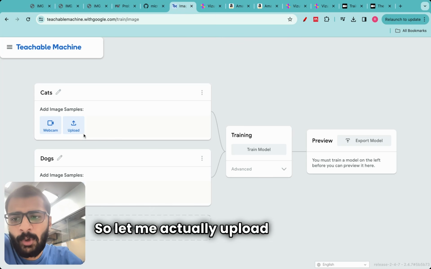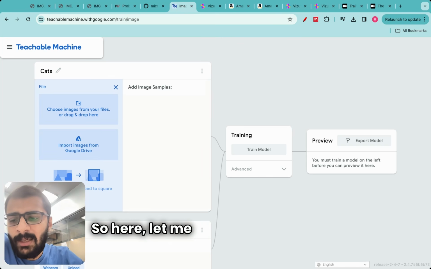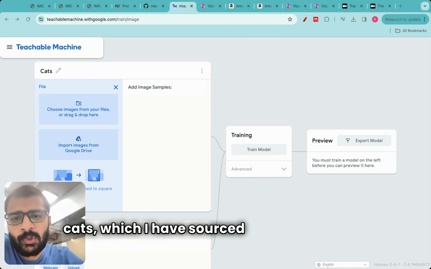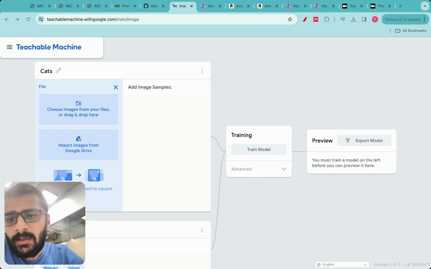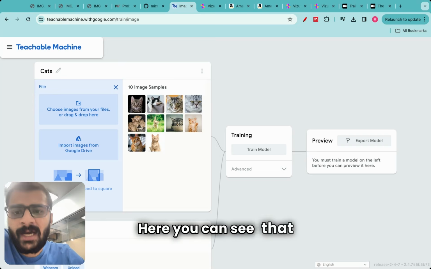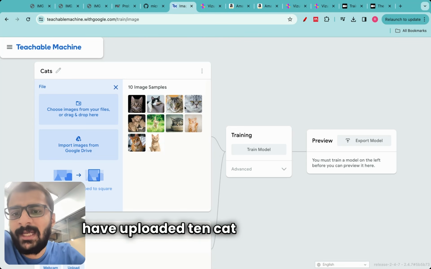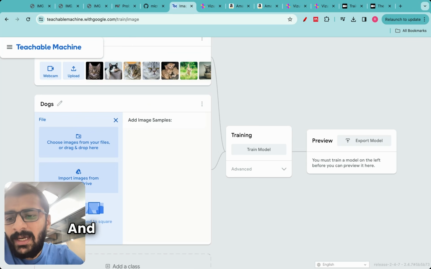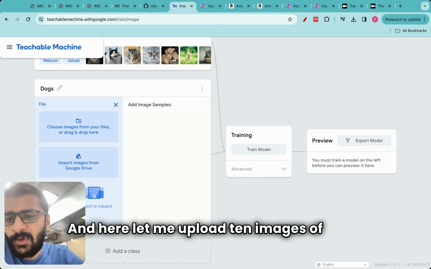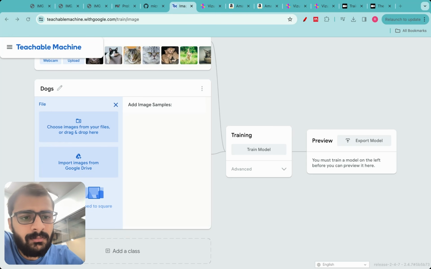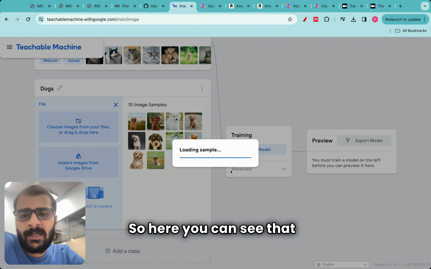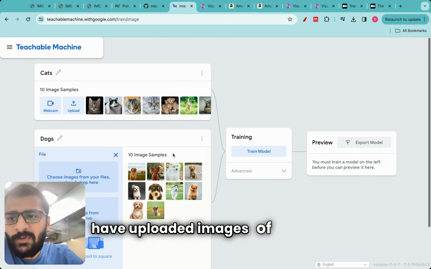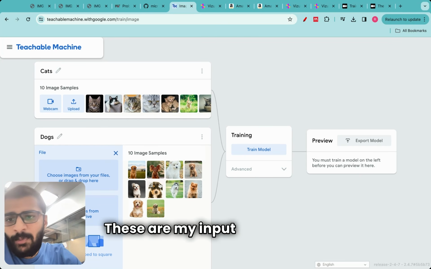So let me actually upload this data. Here let me upload 10 images of cats which I have sourced from the internet. Here you can see that I have uploaded 10 cat image samples, and here let me upload 10 images of dogs. So here you can see that I have uploaded images of dogs. These are my input output pairs.